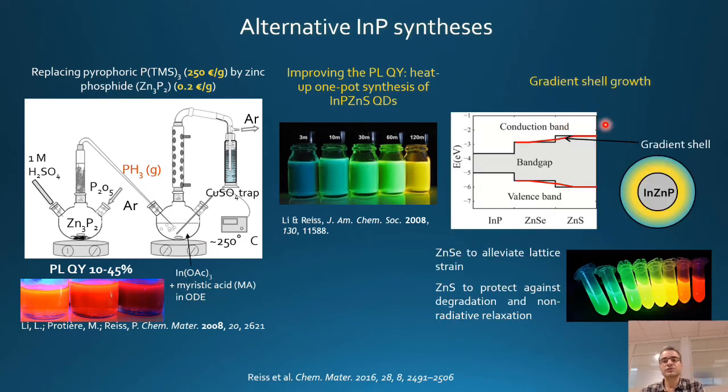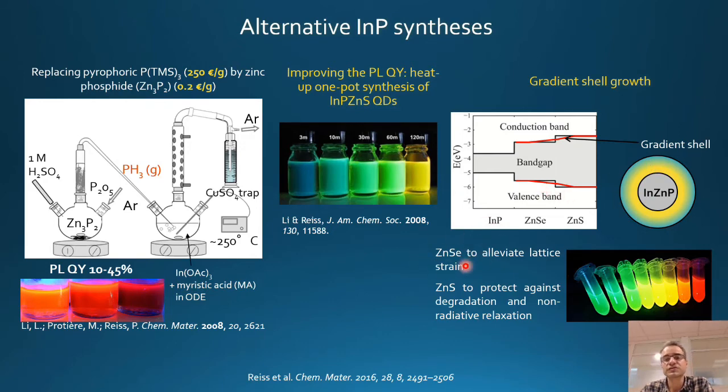And finally, what we can do is we can get a gradient shell. It means that it's not just one shell, then another shell. It's a gradient shift, like in automatic gear cars. You use two shells which you gradually alloy.